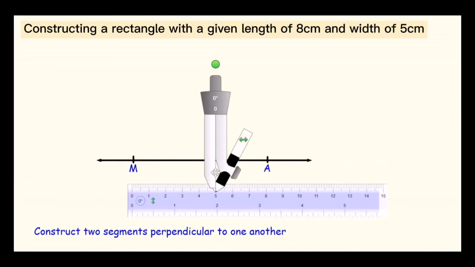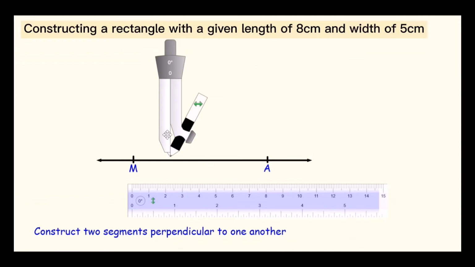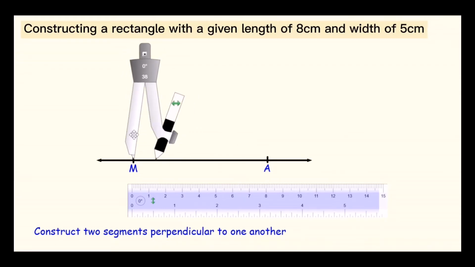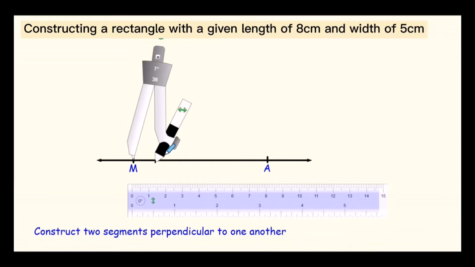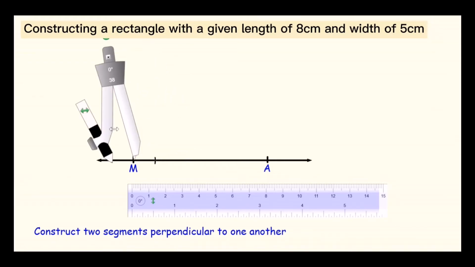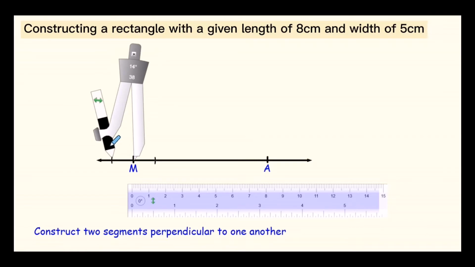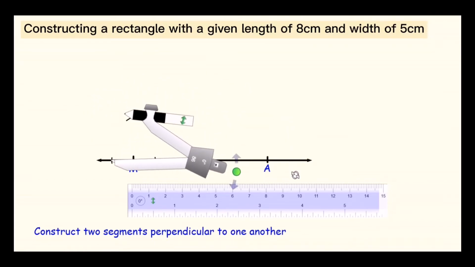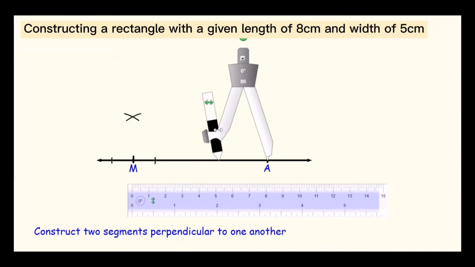Construct 2 segments perpendicular to one another. Place the compass point at M and adjust compass opening. Draw 2 arcs intersecting across the line. From each point of the arc intersecting the line, draw arcs above M.